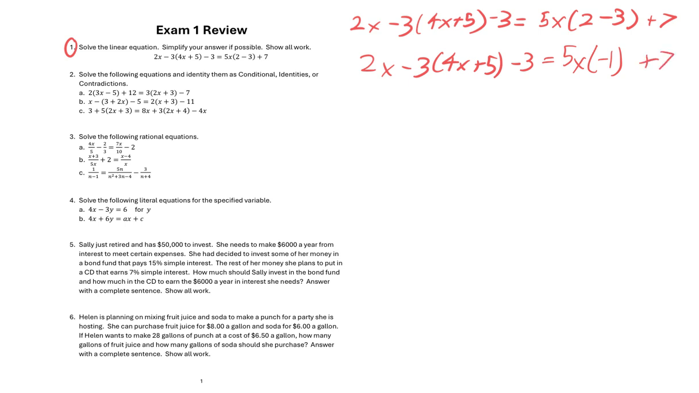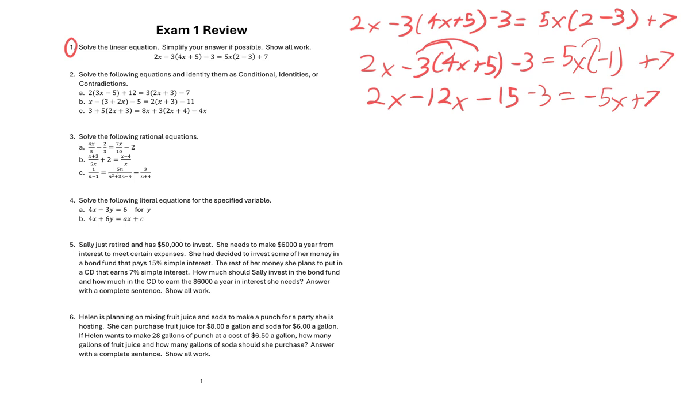So now the next thing we want to do is distribute this negative 3 to the 4x and the 5, and this 5x to that negative 1. So we're going to be left with 2x minus 12x minus 15 minus 3 is equal to negative 5x plus 7. Very important on our left side here that negative does go along with the 3, so it gets distributed to both. Now we're going to combine our like terms again.